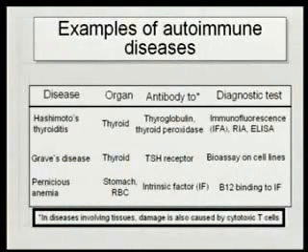In diseases involving tissues, damage is also caused by cytotoxic T cells. So when you say thyroiditis, it's multifactorial damage. There are antibodies against thyroid peroxidase and thyroglobulin, but there's also cell-mediated cellular infiltration. When you cover it in pathology, they'll show you pathological slides with inflammation and accumulation of mononuclear cells in that area, and a lot of them are autoreactive T cells as well.